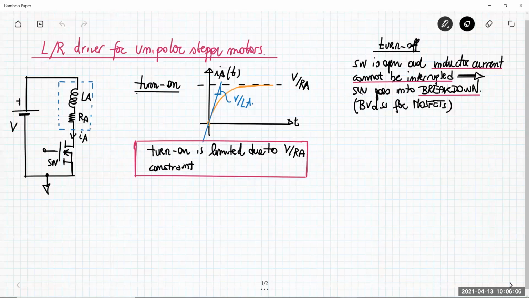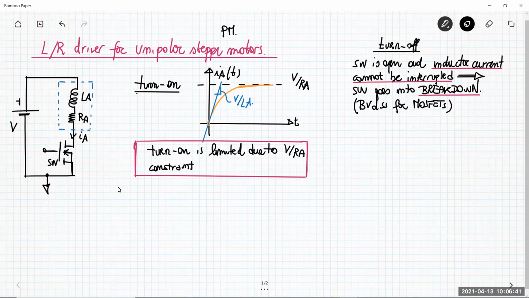Okay, let's continue our discussion about the driver for the unipolar stepper motor, specifically the permanent magnet stepper motor. We are talking about that specific kind of motor, the most employed stepper motor type. The L over R driver, or sometimes in the literature the constant voltage driver for the unipolar stepper motor, is basically made by these circuits you can see on this whiteboard.